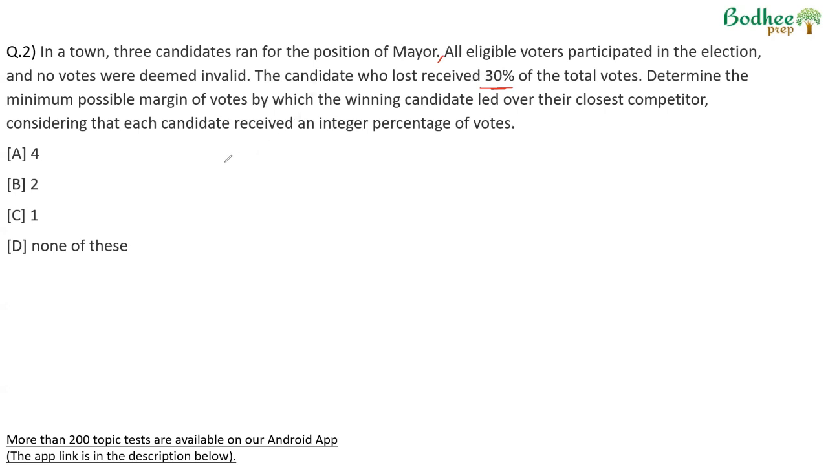So there are three candidates. One of them has got 30% of the votes. So the other two would have got 70% of the votes. If we assume that one of them got 31%, so that there is a margin of one, the other will end up getting 39%. So this will be the winner, not possible. So we divide 70 into two values with the minimum difference. 70 by 2 is 35. One more than this will be 36. One less than this will be 34.